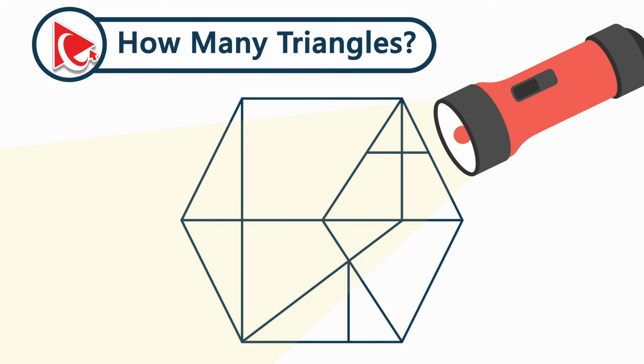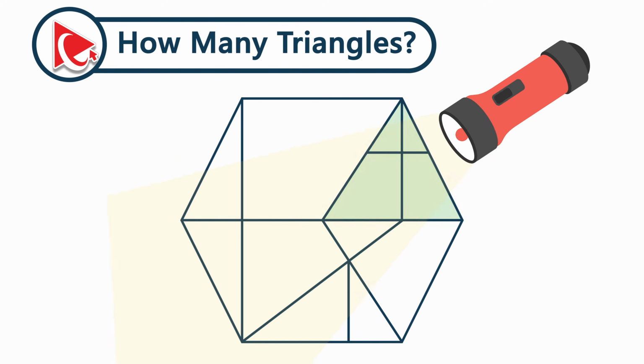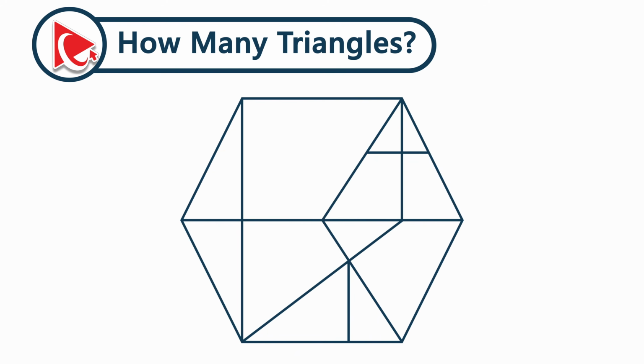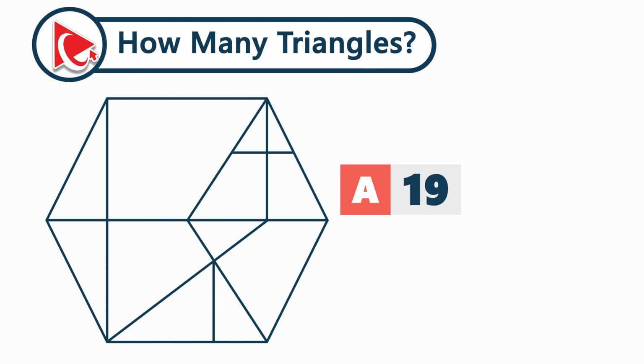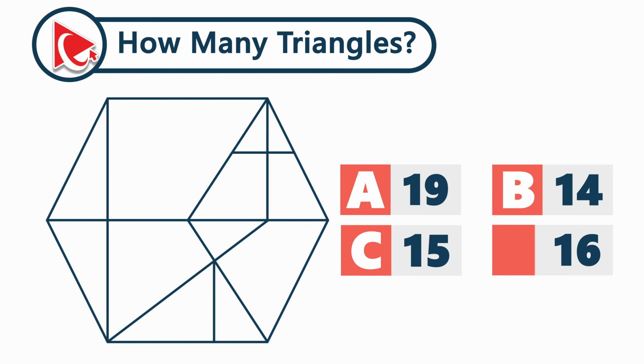Let me show you a few triangles to get you started. Here's 1, here's 2, and here's 3. Well, guess what? You need to keep counting, because the final number would be one of 4 possible choices. Choice A, 19, choice B, 14, choice C, 15, and choice D, 16.